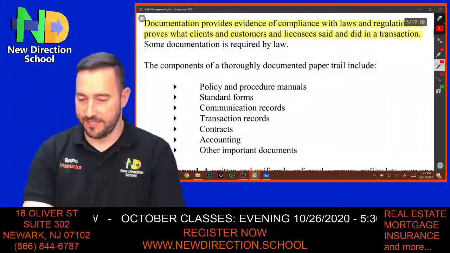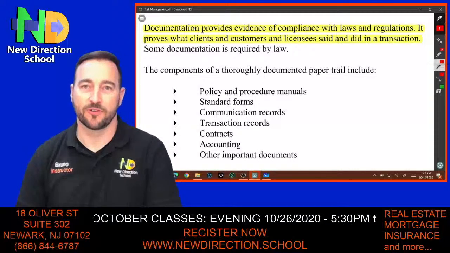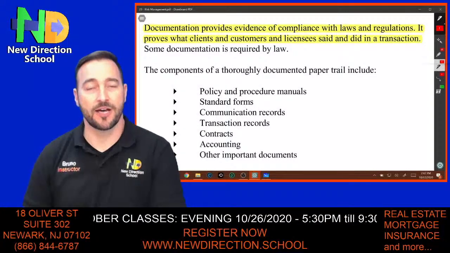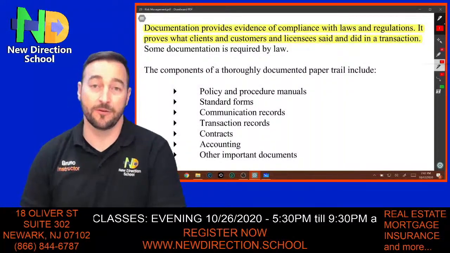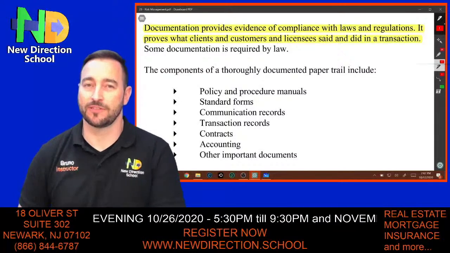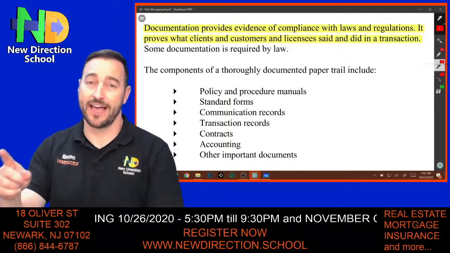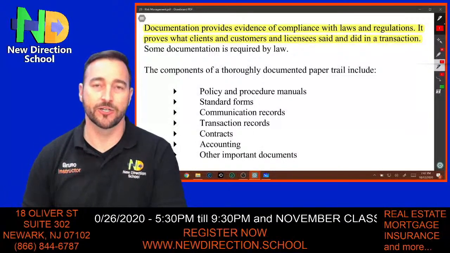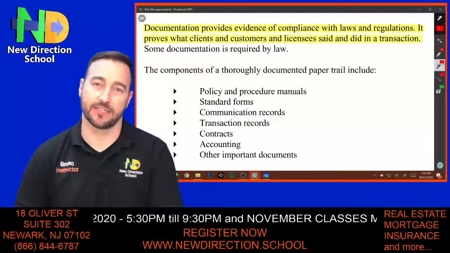So never, ever, ever keep it verbal. Put everything in writing. Do not hide anything. It's not going to take you anywhere. I mean, it will immediately. But every state has something called statute of limitations. That means how long they have to sue you. And it could be up to 6 years, like here in New Jersey.